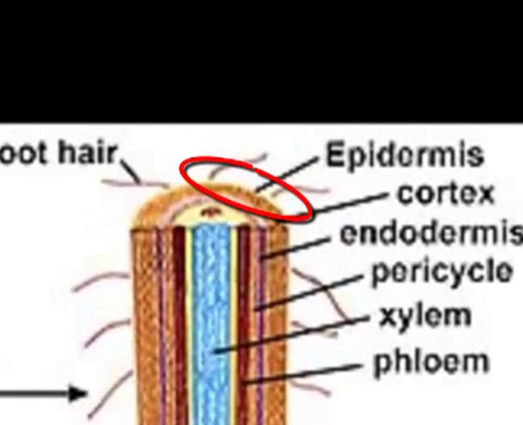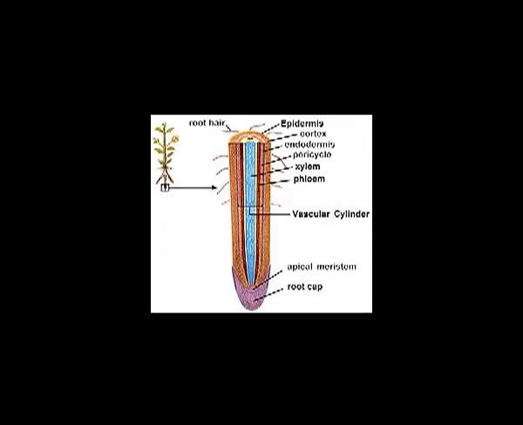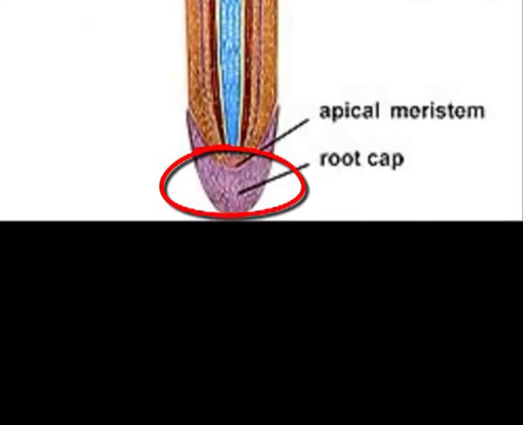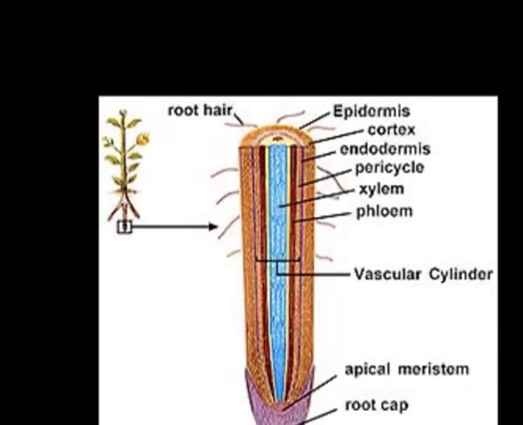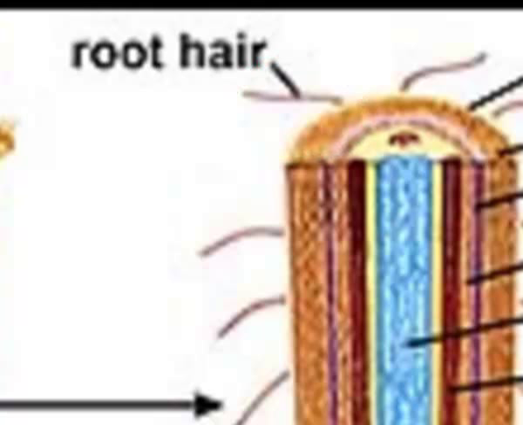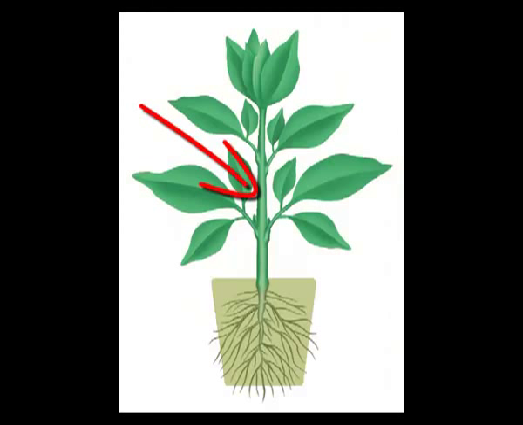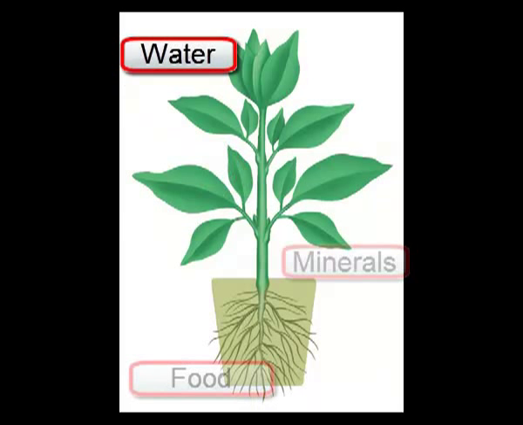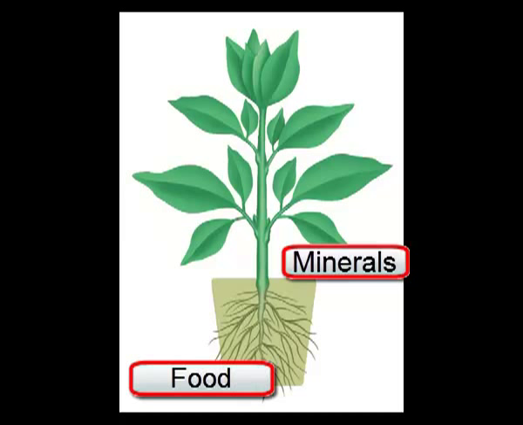The epidermis covers the plant, and the root cap, located at the very tip, is the apical meristem where new root cells are produced. And root hairs form an important surface over which plants absorb most of their water and nutrients. All stems are similar in that they support leaves and hold the transportation system of the plant. They transport water, minerals, and food to all parts of a plant.